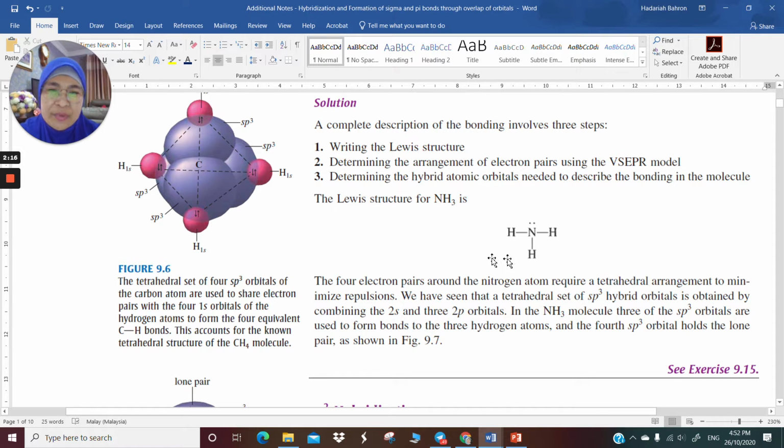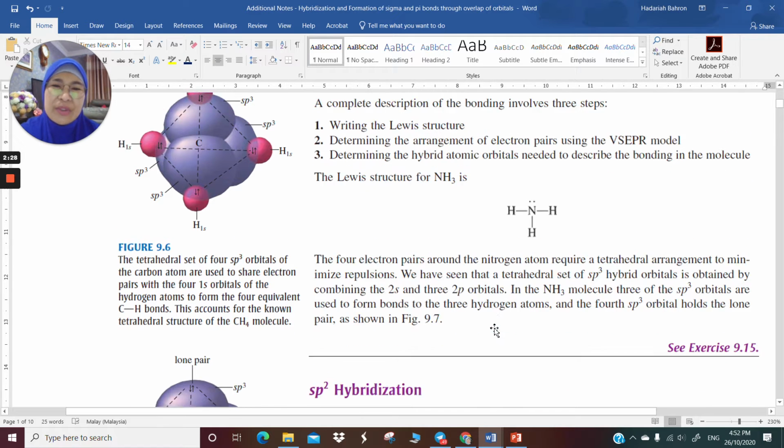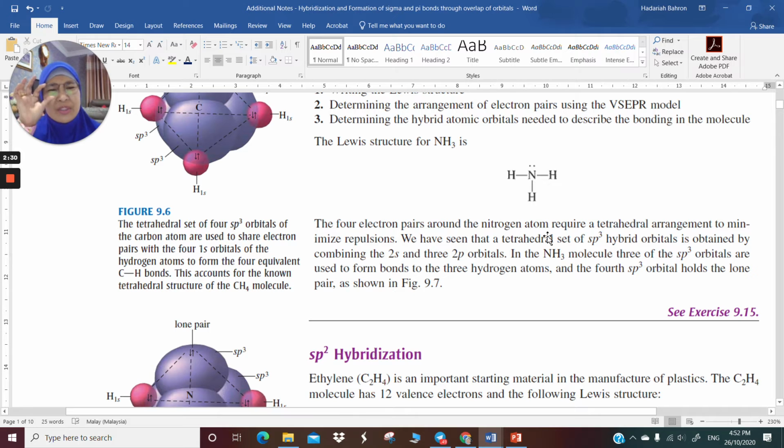For the Lewis structure for ammonia, I hope you guys are not getting anything else apart from this, where you have 3 N-H bonding pairs and 1 lone pair of electrons on nitrogen. So the 4 electron pairs around the nitrogen atom require a tetrahedral arrangement to minimize repulsion. And we have seen that the tetrahedral set is what? What kind of hybridization is tetrahedral? Sp3, yeah, sp3 hybrid orbitals obtained through combining the 2s orbital and 2p orbitals.